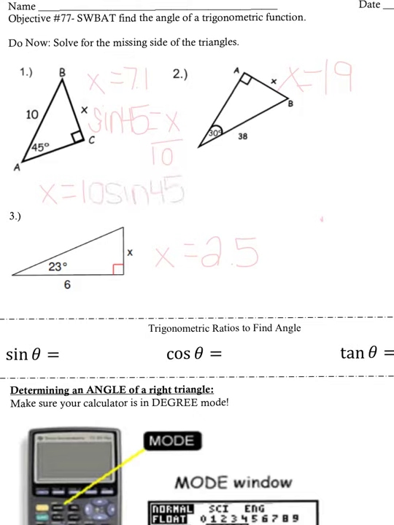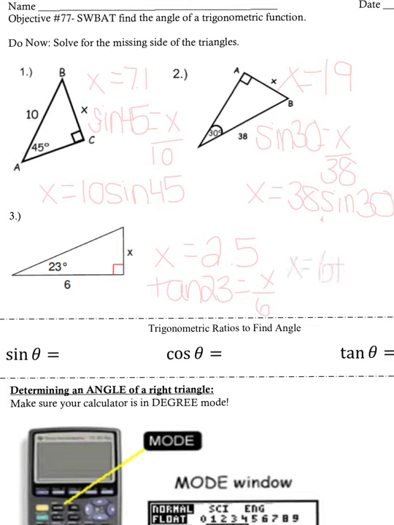Okay, the work for number 2 should be sine of 30 is equal to x over 38. Same thing, when x is high, you multiply. So x is 38 sine of 30. And then the third one is tan of 23 is equal to x over 6. X is high, you multiply, so 6 tan 23.